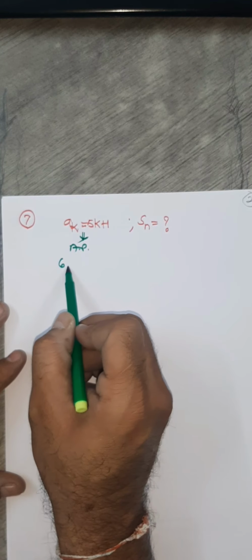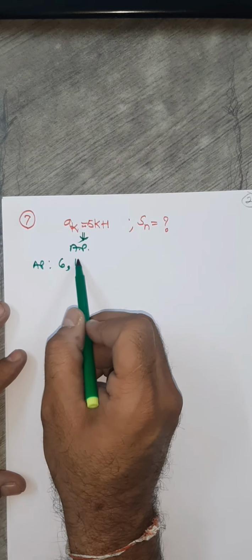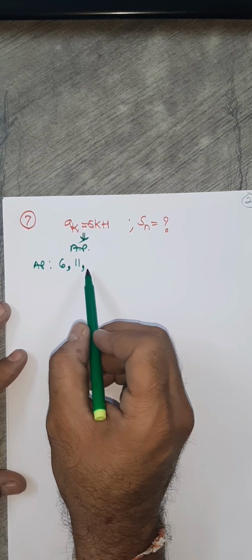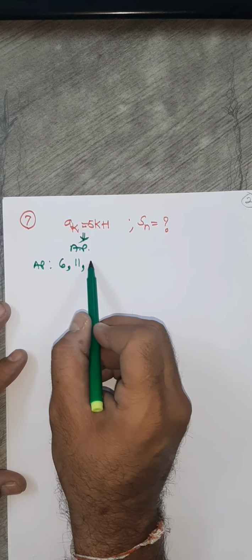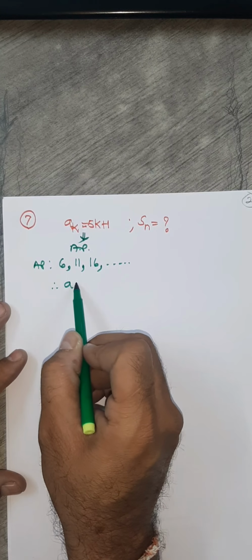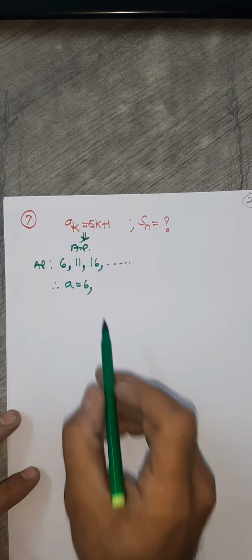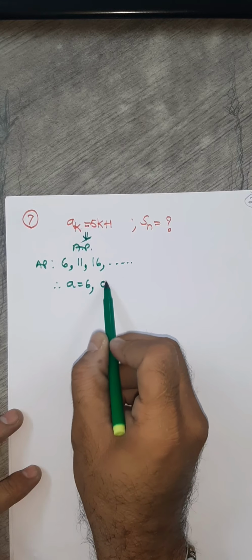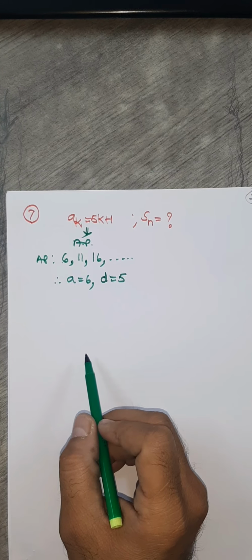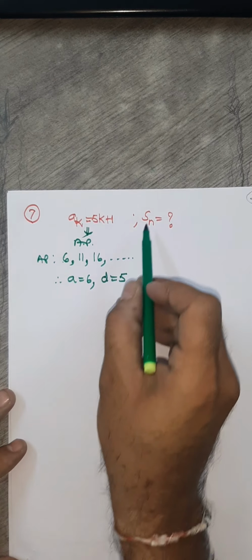So the first term will be 6. So the AP will be 6. Put 2 here, 10 plus 1, 11. Put 3 here, 15 plus 1, which will be 16, and so on. So what is the first term? 6. What is the common difference? What is d here? Common difference 11 minus 6, which is 5. Okay, once you know these two things, you can find Sn.